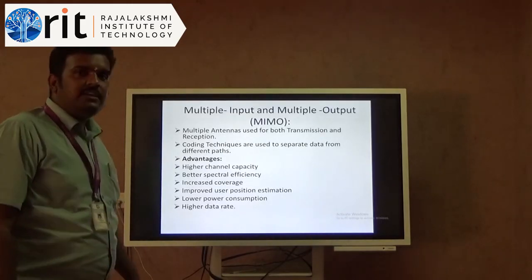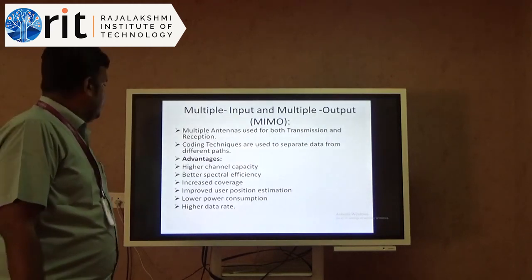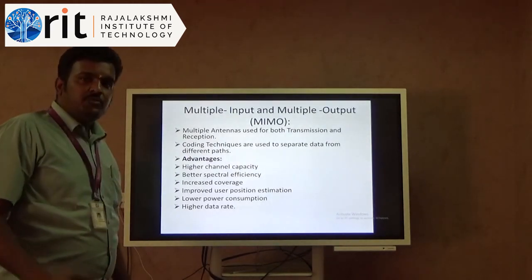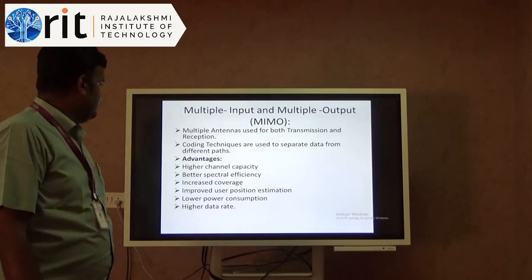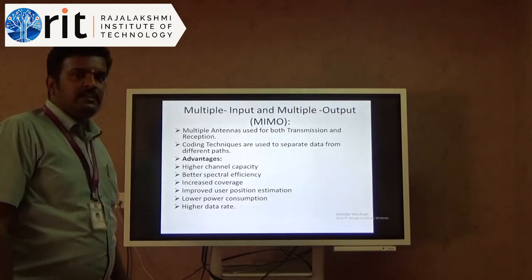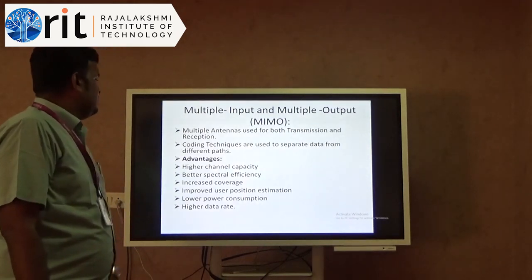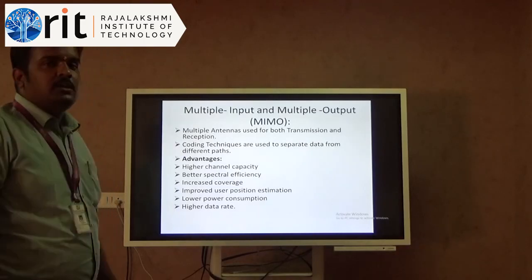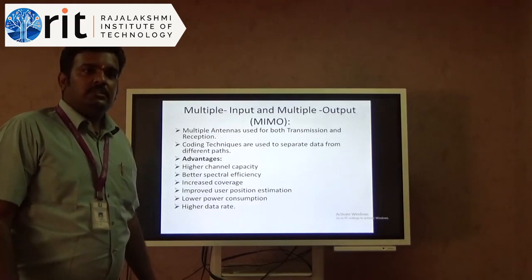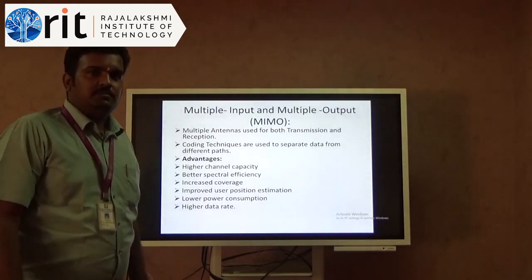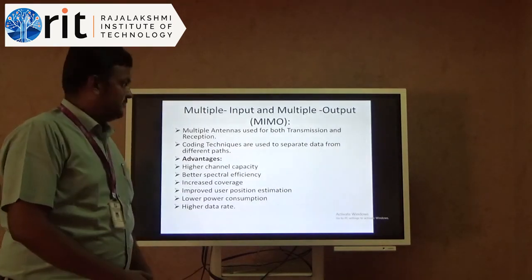Let us discuss the advantages of having multiple antenna systems. The advantages are: it increases the channel capacity, it improves the spectral efficiency, it improves the coverage area in wireless and mobile communication systems, improved user position estimation in location identification and navigation systems, improved data rate and low power consumption. Because here, instead of having one antenna, we have more than one antenna, the total power to be used is divided among the n antennas, so it results in low power consumption also.